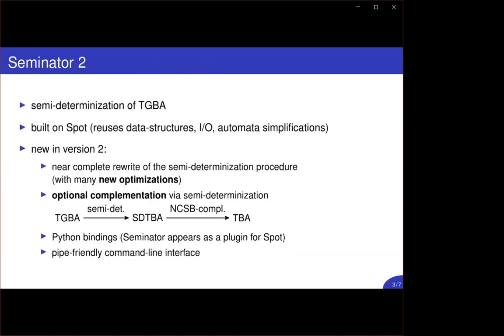Our tool, Seminator 2, works not on Büchi automata, but on transition-based generalized Büchi automata. It is built on the Spot library, and in this second version, it has a near complete rewrite of its semi-determinization procedure, and it has an optional complementation algorithm. So if you activate this complementation, the input TGBA is first semi-determinized into a semi-deterministic transition-based Büchi automaton, and then we apply a complementation specific to semi-deterministic automata to obtain a transition-based Büchi automaton. This algorithm is called NCSB. The new version also has Python bindings, which I'm going to demonstrate just now, and a pipe-friendly command line interface.